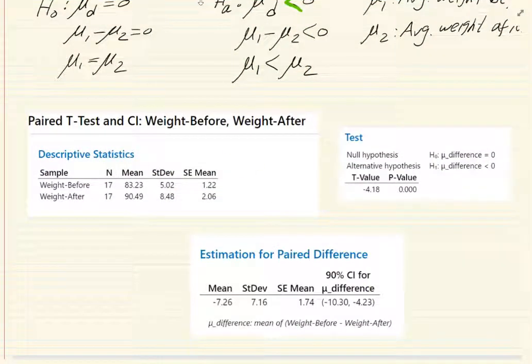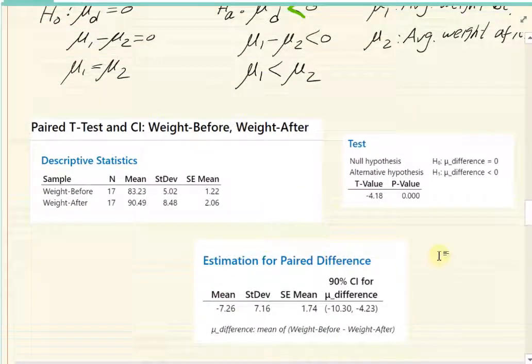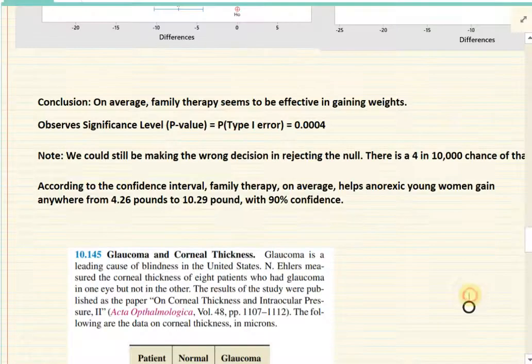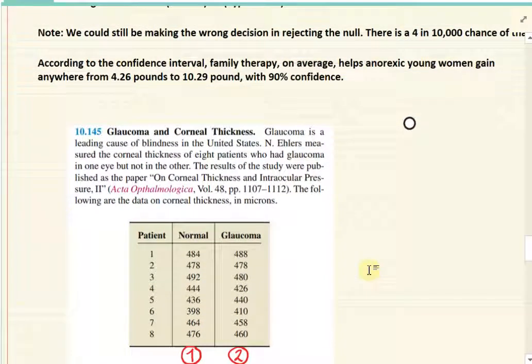Okay, so what we want to do now is look at our last example here. Now, this second example is actually interesting as well. This one has to do with glaucoma. Now remember, glaucoma is not a good thing. As it states here, glaucoma is a leading cause of blindness in the US.